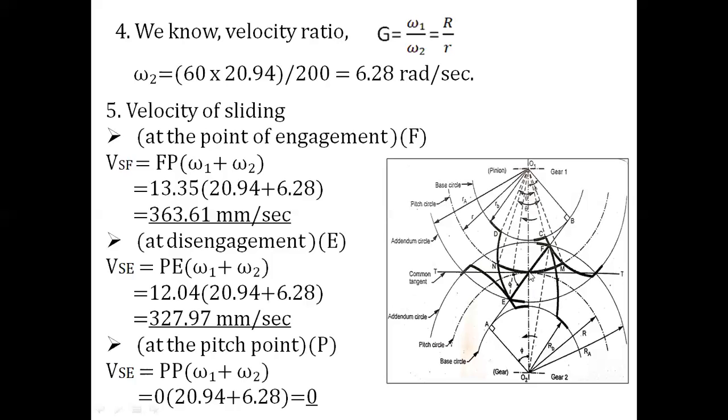Now the velocity of sliding at pitch point P. The velocity of sliding will become the product of the summation of angular velocities omega 1 plus omega 2 into the distance of the point of contact and the pitch point. This will become the same point. The point of contact will be P and the pitch point will be P. So PP distance is 0, and the whole term will become 0. In this way we have to find out the velocity of sliding at different locations: at the point of engagement, at the point of disengagement, and at the pitch point.